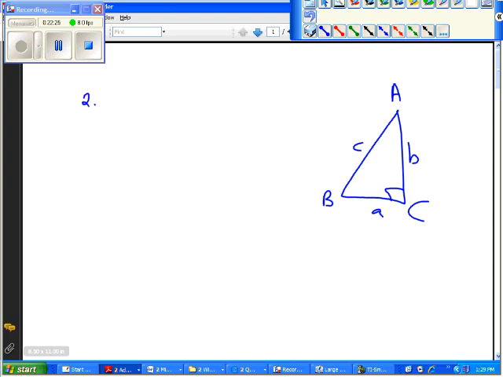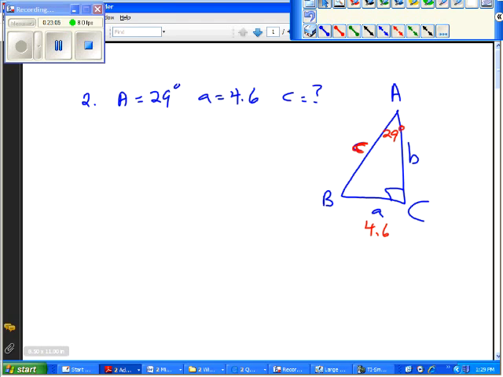On number two, they said big A is 29 degrees. Little a is 4.6. Little c is what we're trying to find. Question mark, little c. So we're looking for little c. We've got little a is 4.6, and we've got A is 29 degrees.